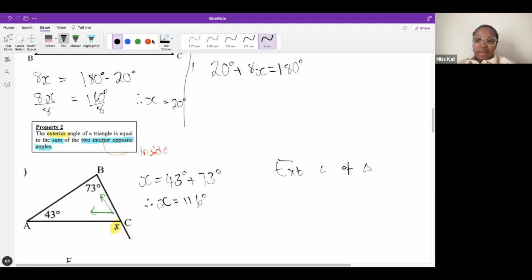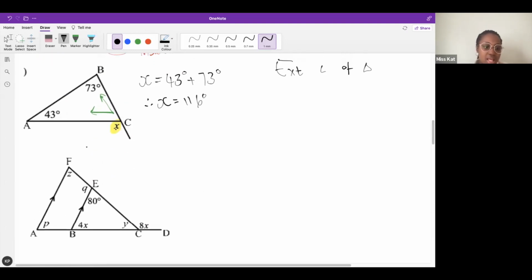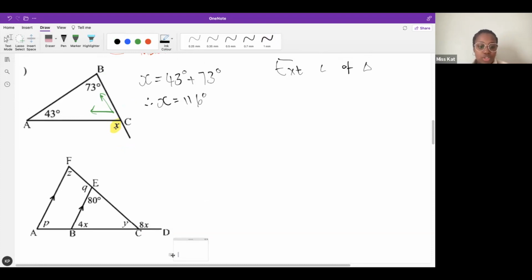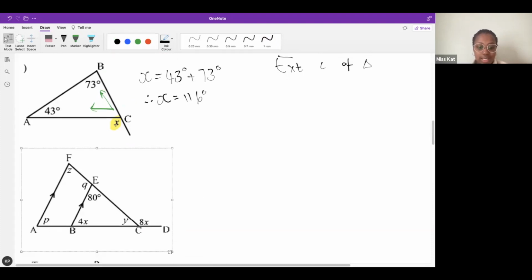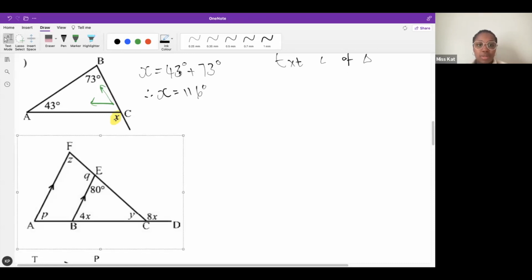Okay, I think we got that one. Let's check and see if we did. Who's gonna do this example for me? Let us first solve for x. Leave y alone, and z and p and q. We're solving for x only. Okay, look where x is and tell me what we know about it.